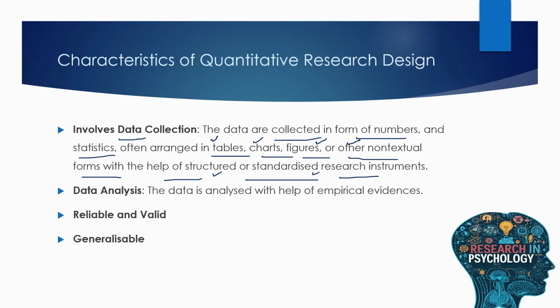All right. Then we have data analysis. Obviously, after we have collected the data, next thing is we have to analyze the data. The data is analyzed with the help of empirical evidences. Empirical means observable evidences. All right. Then obviously the research design's main characteristic: reliability and validity. This means that it is consistent. This means that it will actually study what it claims to study. And generalizability. This we have already explained. So these are the characteristics of a quantitative research design.